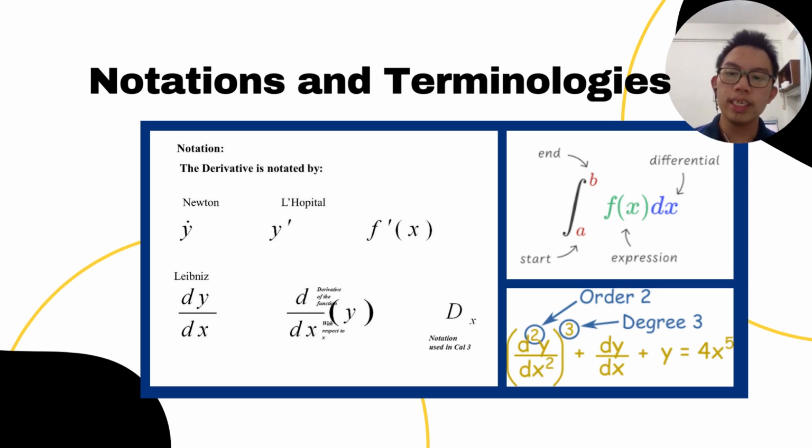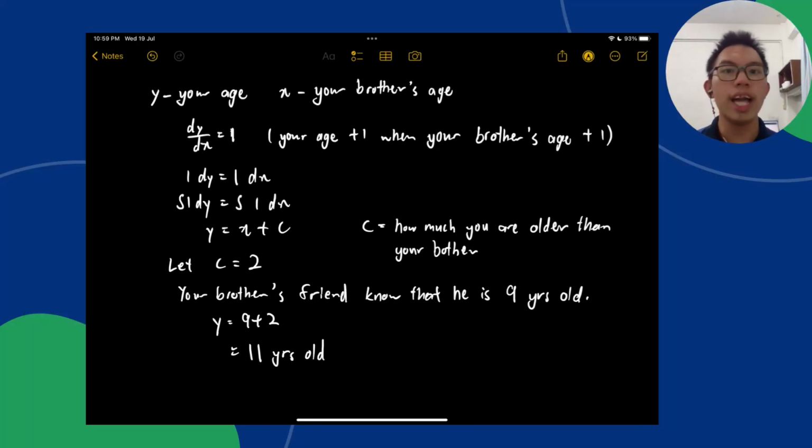So the right side here on the slide shows the types of derivative notations that you will find when solving differential equation problems. On the right upper corner there, you will find the explanation about the notation of integration. And for the right bottom corner, you will find what order and degree are in a differential equation. So we'll proceed to an example so that we can further clarify what ODEs are.